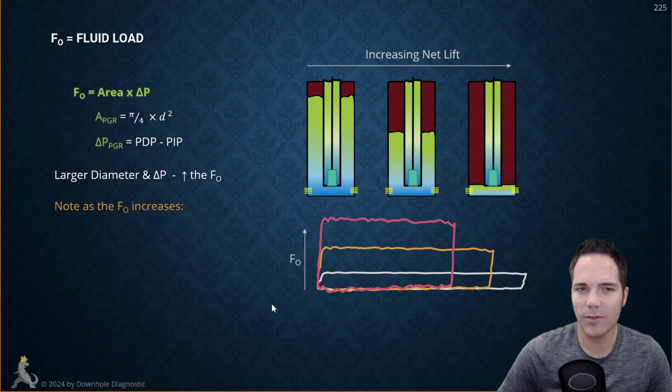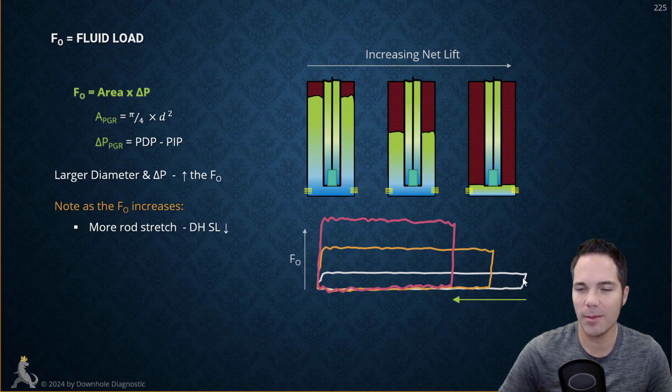So notice as the fluid load increases here, there's more rod stretch. So initially our downhole stroke length was longer, and that downhole stroke length is going to shrink as we have more rod stretch, which is based on what the fluid load is acting on that rod string.